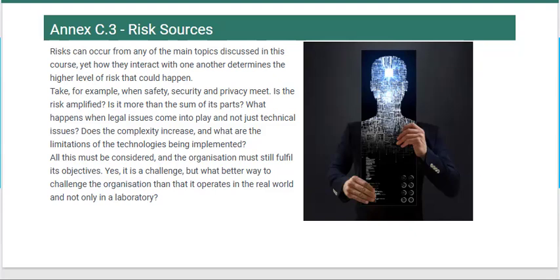All this must be considered, and the organization must still fulfill its objectives. Yes, it is a challenge, but what better way to challenge the organization than that it operates in the real world and not only in a laboratory?